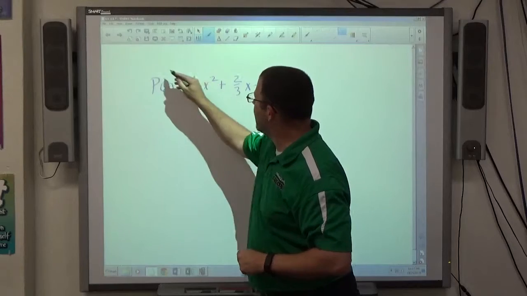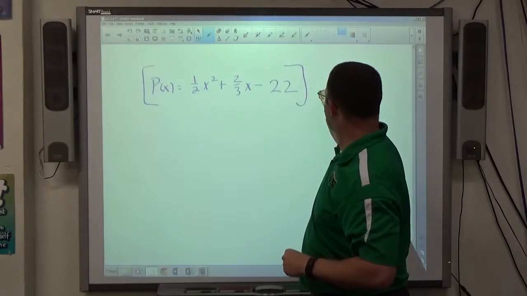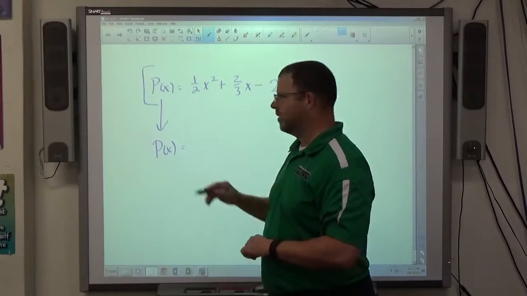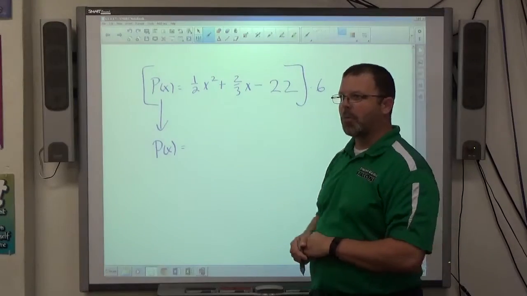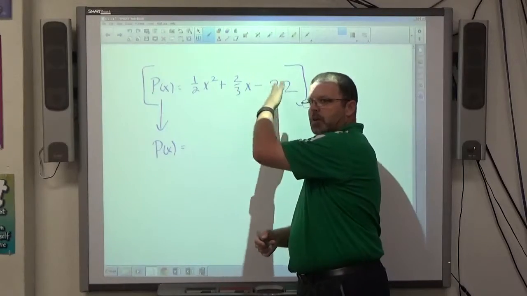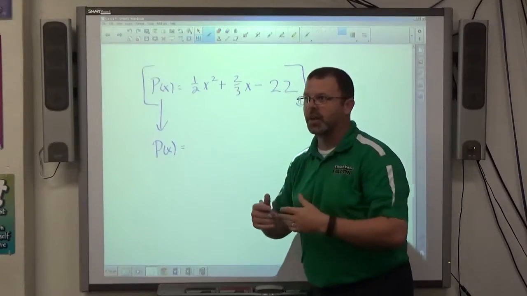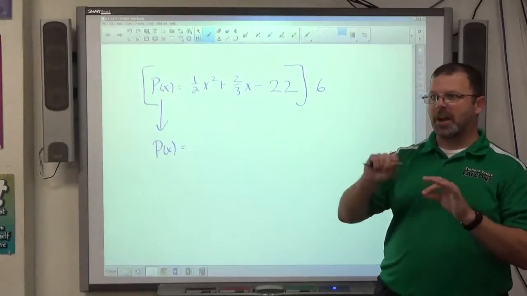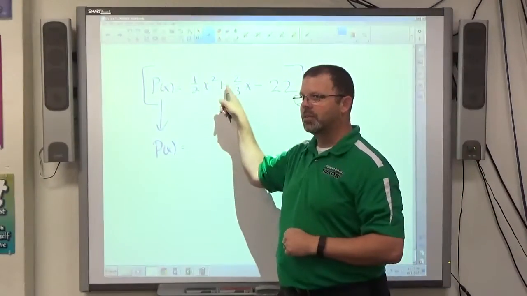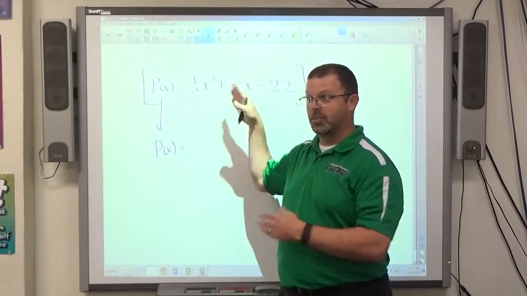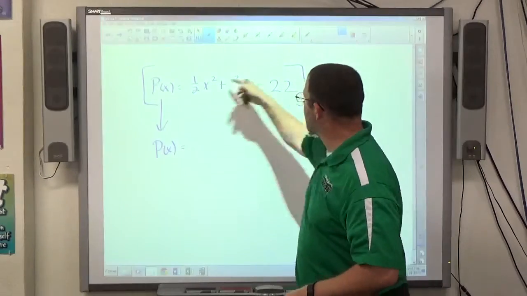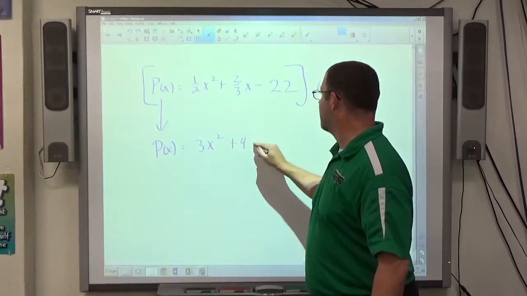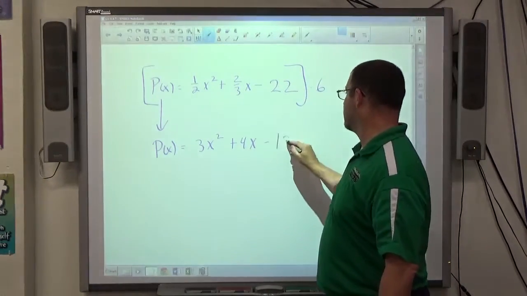So what I'm going to do is multiply the entire thing by 6. I'm not going to change p of x. Seems like it's illegal, but all multiplying by 6 does is it changes the values of these numbers. It doesn't change the zeros of the function. So again, our direction is to create a polynomial function that has these zeros. So it doesn't matter if we modify these numbers in the process, the zeros will be the same for both of them. So 6 times 1/2 is 3. 6 times 2/3 is 4. And 6 times 22 is 132.